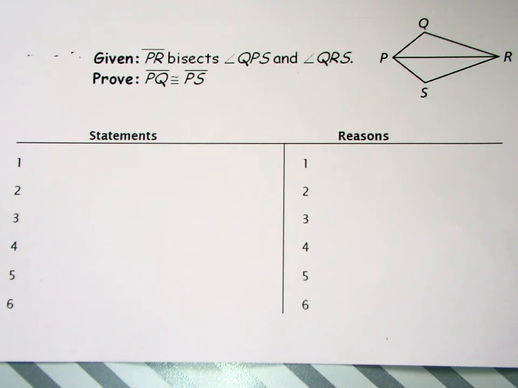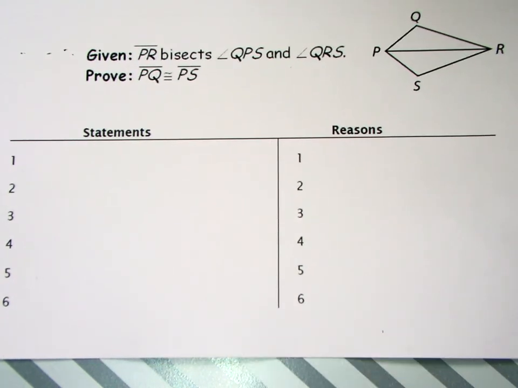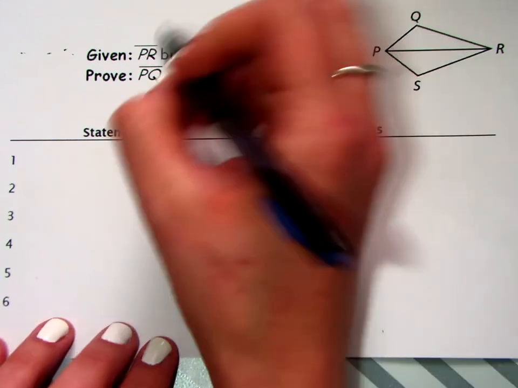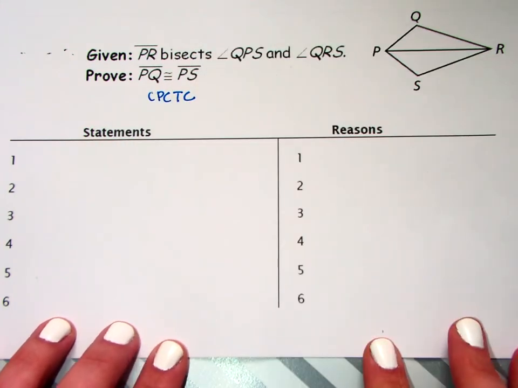Given PR bisects angle QPS and angle QRS, prove PQ is congruent to PS. This is different. We briefly talked about this in class. We are going to be using CPCTC. Okay, so I'll write that right here, C, P, C, T, C. And we'll go back over that in just a minute.